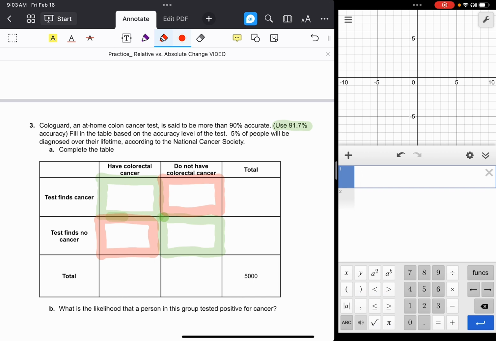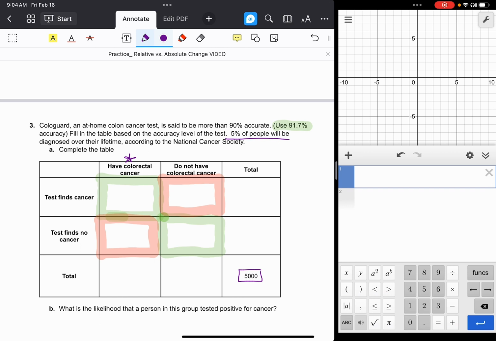And so we want to be able to, based on a group of people, figure out how many we could expect in each of these regions. And then off of that, let's find some probabilities. So this first step is to know, in general, how many people actually have colon cancer. And the National Cancer Society tells us that about 5% of the people will be diagnosed with colon cancer over their lifetime. And if we're looking at a group of 5,000, we then want 5% of that number.